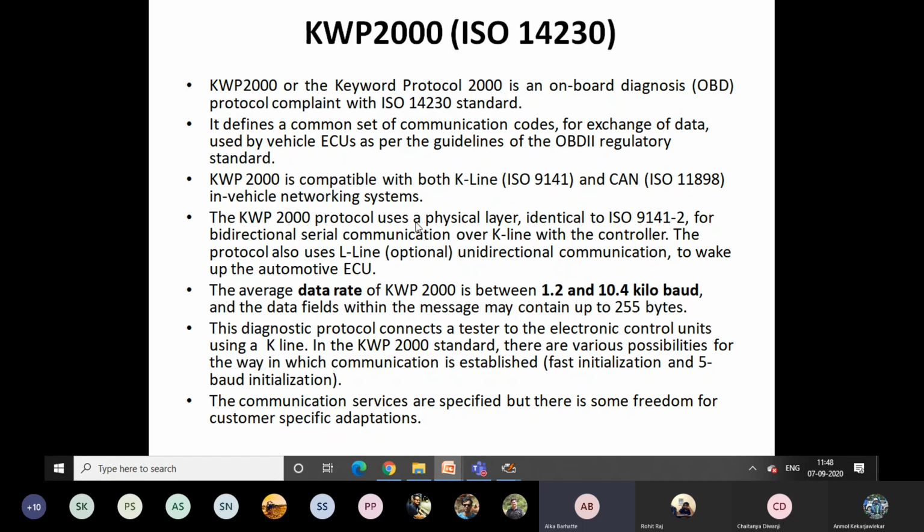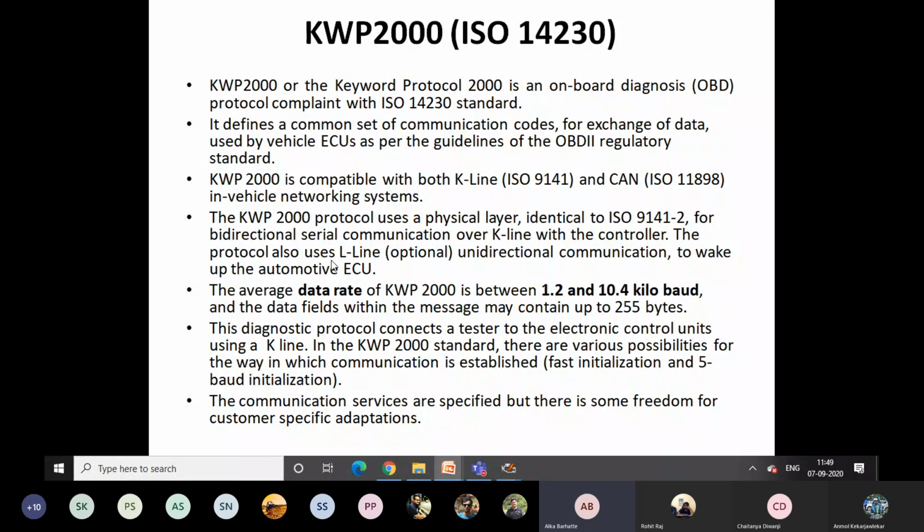K-line represents the physical layer. Whenever there is data transfer on the bus, that represents the physical layer of your protocol, which is represented by -2. As I said, 1 to 3 covers the physical layer, data link layer and application layer. So it uses bidirectional serial communication with the controller. K-line represents bidirectional serial communication.